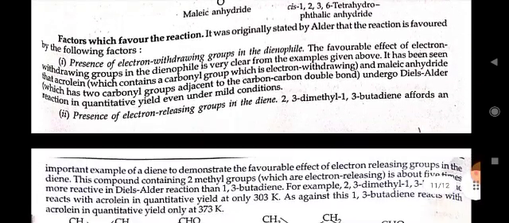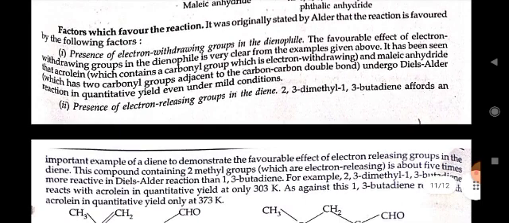Factors which favor the reaction. It was originally stated by Alder that the reaction is favored by the following factors. Presence of electron withdrawing groups in the dienophiles. The favorable effect of electron withdrawing groups in the dienophile is very clear from the examples given below. It has been seen that acrolein, which contains a carbonyl group which is electron withdrawing, and maleic anhydride, which has two carbonyl groups adjacent to the carbon-carbon double bond, undergo Diels-Alder reaction in quantitative yield even under mild conditions.